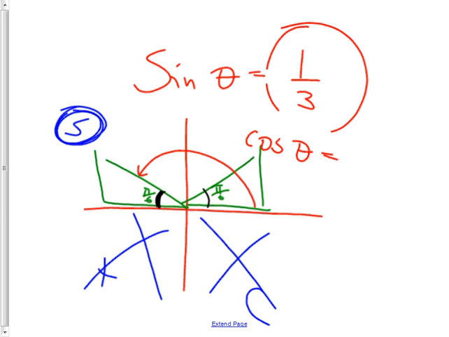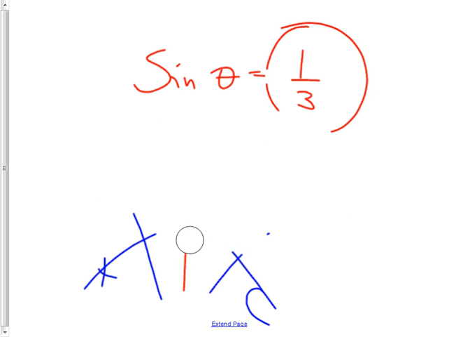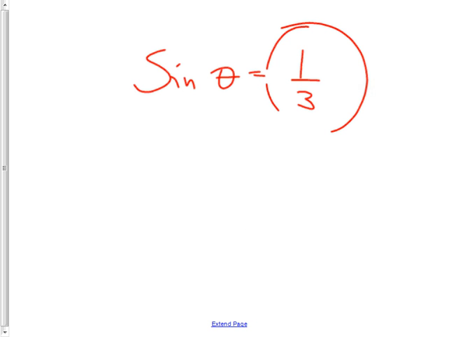All right, this one's definitely trickier. Sine of theta is 1/3. What's cosine of theta? I strongly encourage you to draw the circle and then draw the two triangles.